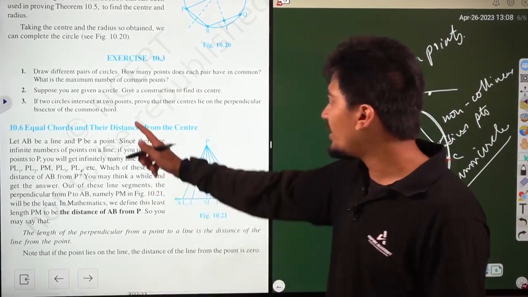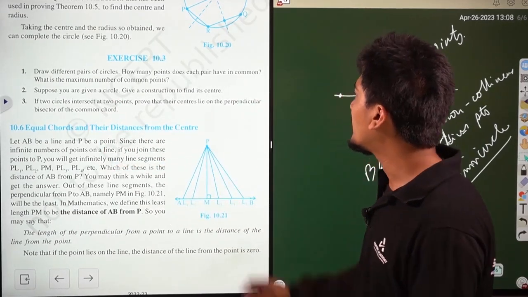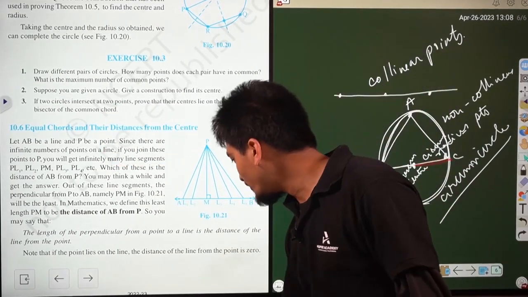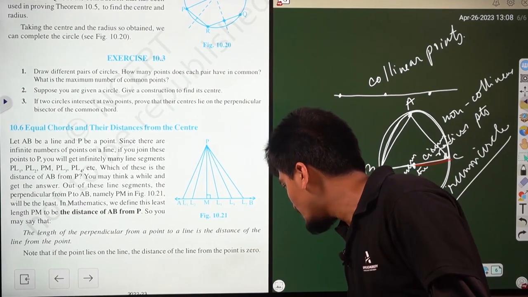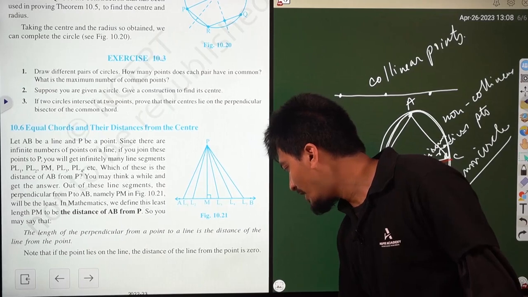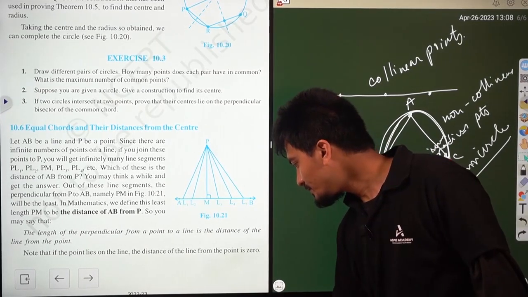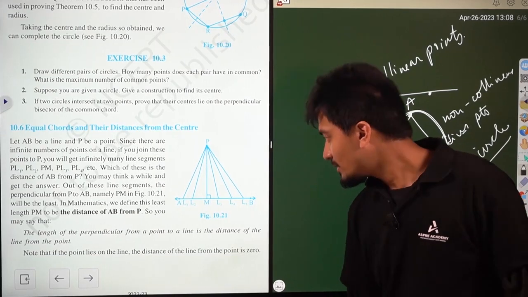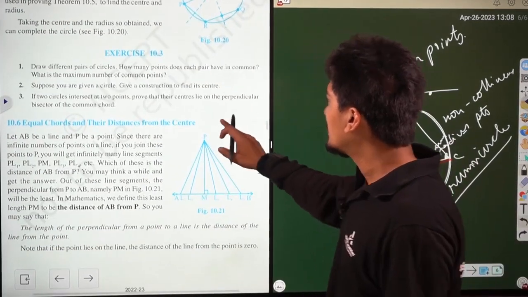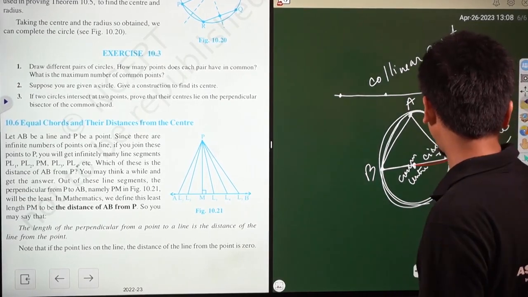Question number 3. If two circles intersect at 2 points, prove that their centers lie on the perpendicular bisector of the common chord. So, for this, we have to do the proof. Okay, let us do question number 3 of exercise 10.3.